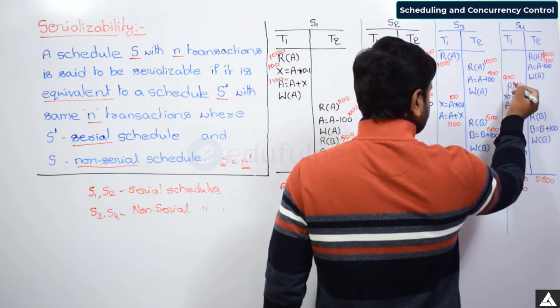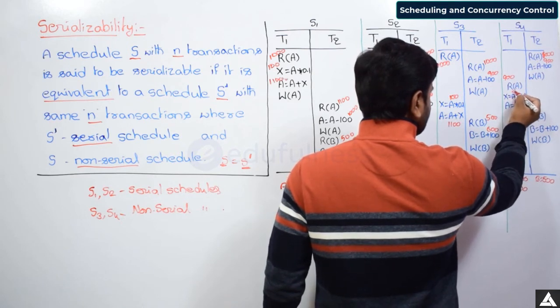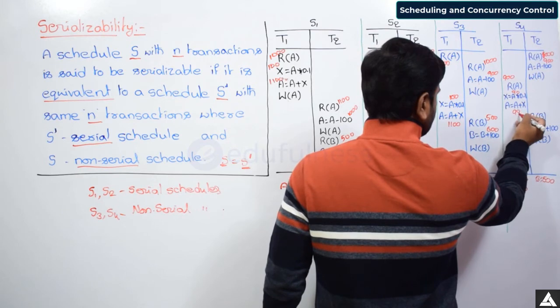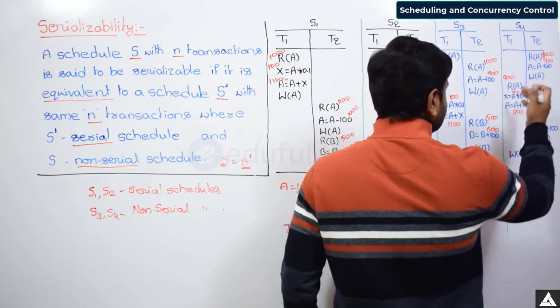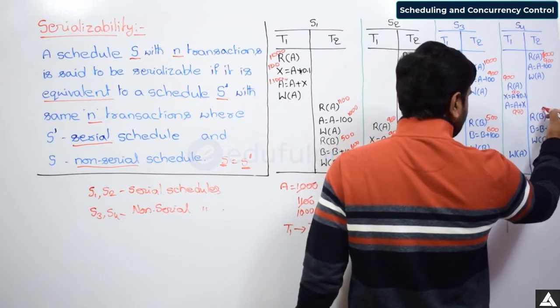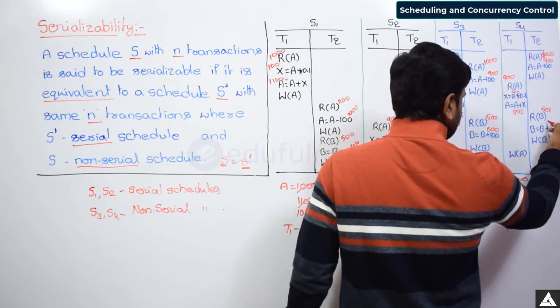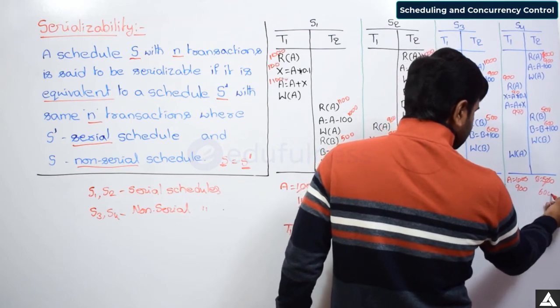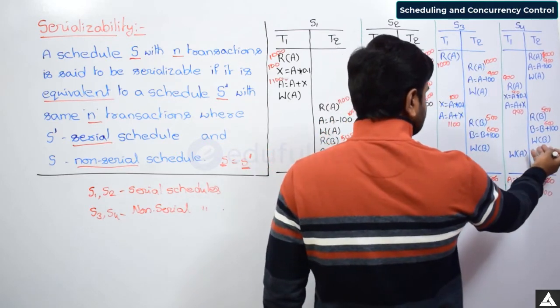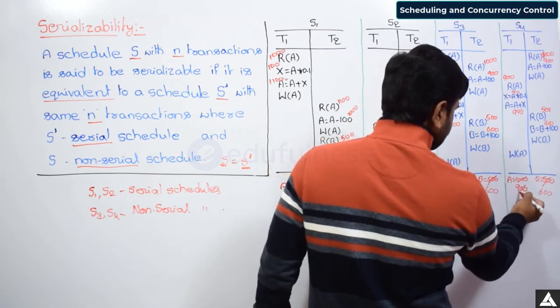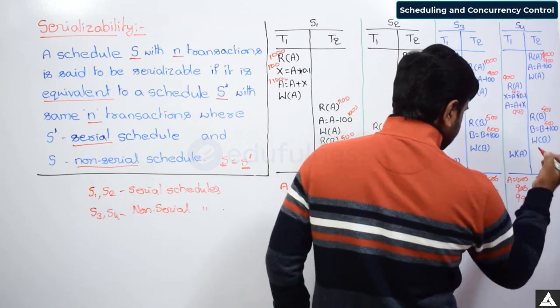Now 10% of this A, that is 90, which you are adding here, is going to become 990. Then you are switching to the T2 transaction. Here, reading the B value, 500, adding that 100 gives 600, writing it back in the database. So that is 600. After that, switching to T1, then writing back that result, actually 990.